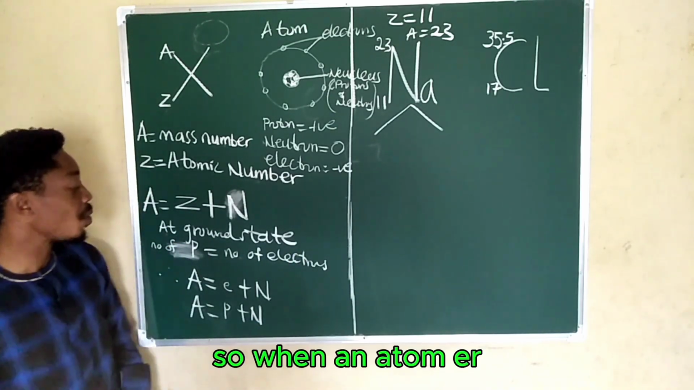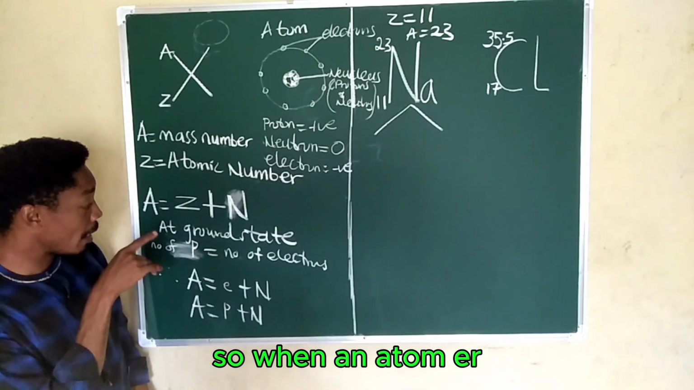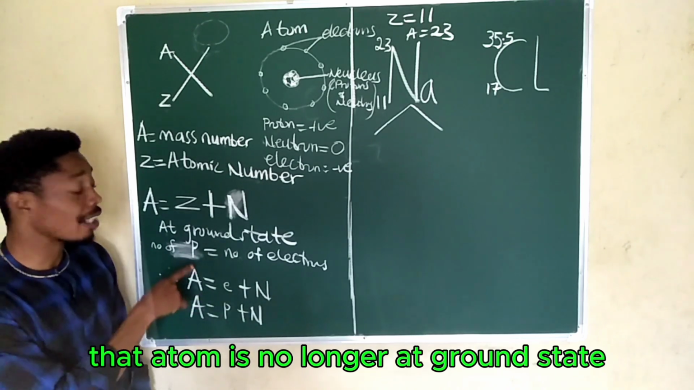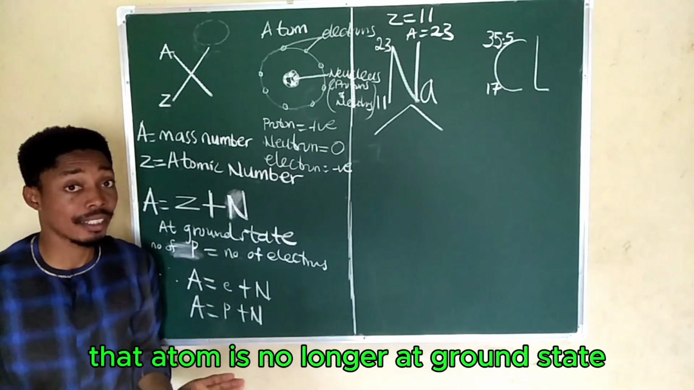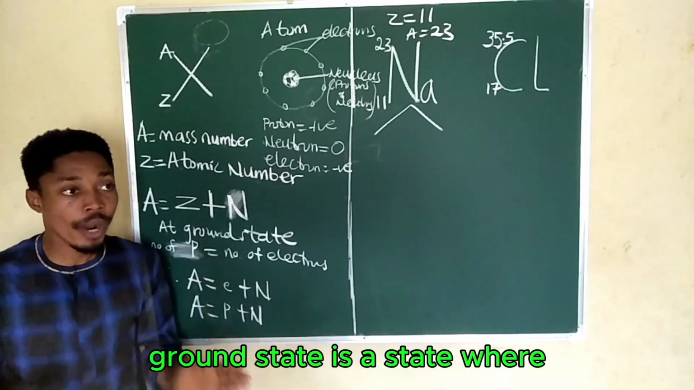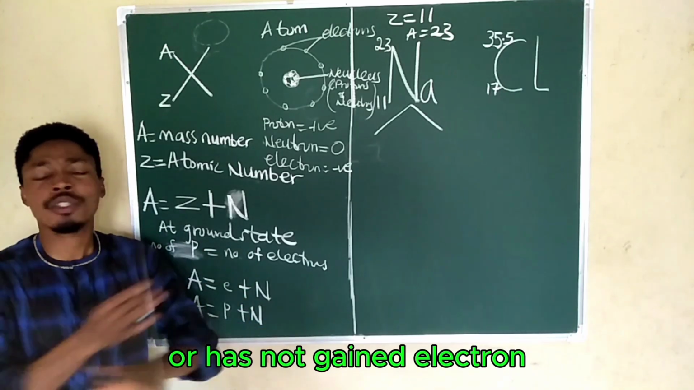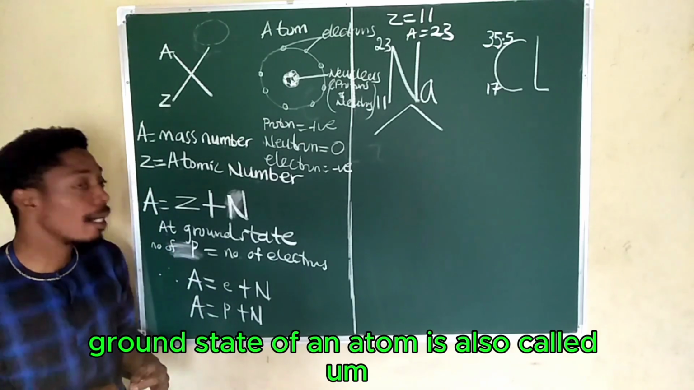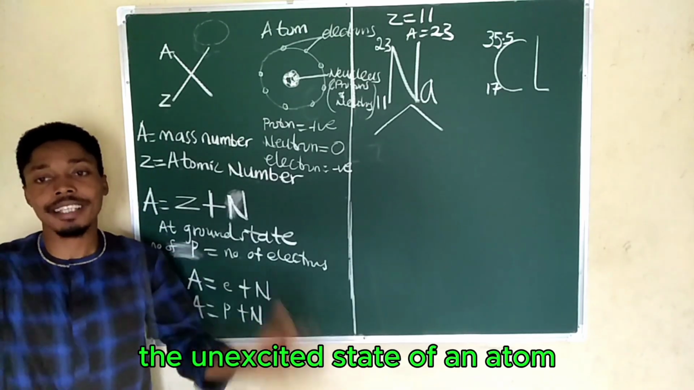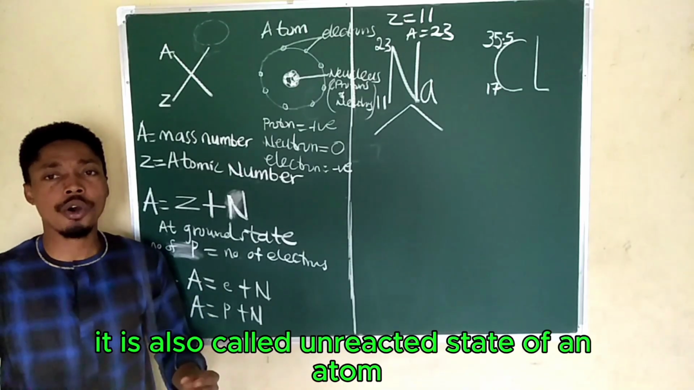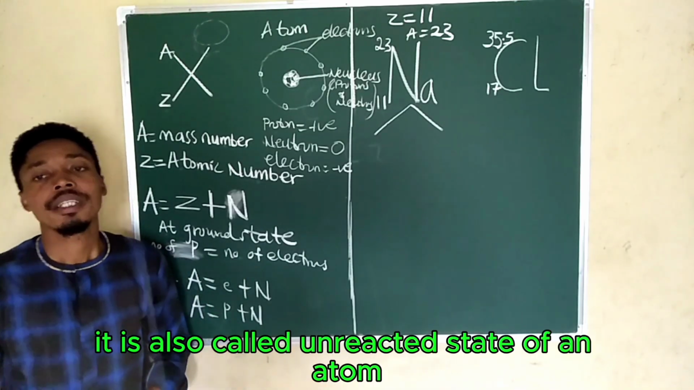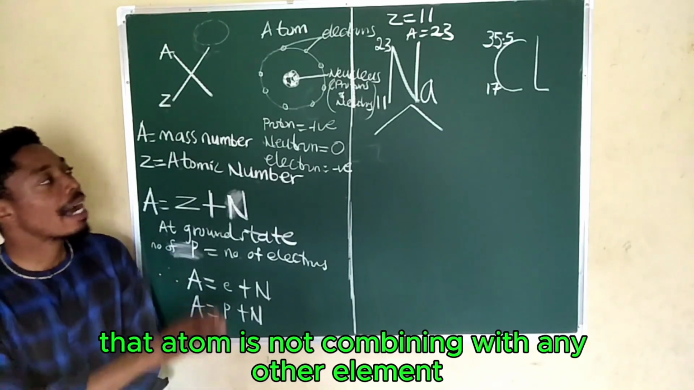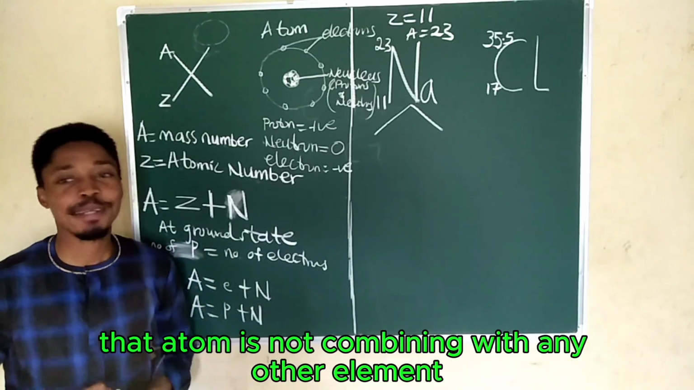So for a normal chemical reaction, it is the electrons that will be interacting either by electron loss or electron gain. So when an atom loses an electron or gains an electron, that atom is no longer at ground state. Ground state is a state where that atom has not lost or gained an electron. Ground state of an atom is also called the unexcited state, the unreacted state, or the uncombined state of an atom. That atom is not combining with any other element.